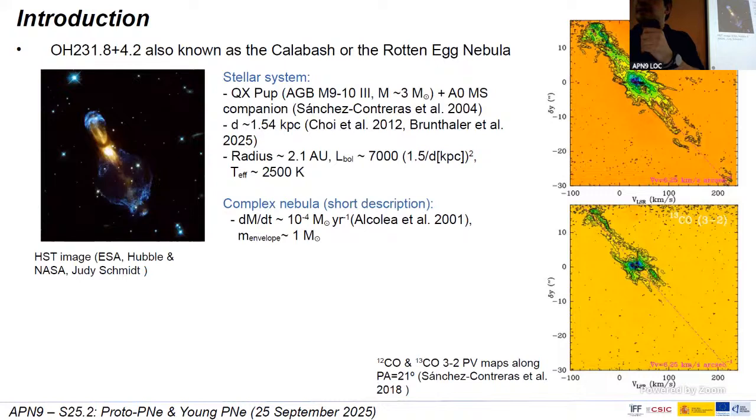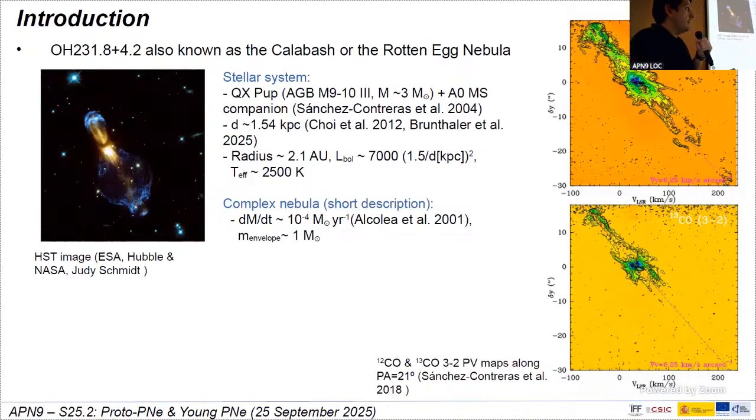OH-231, also known as the Calabash Nebula because of its shape, or the Rotten Egg Nebula because of its huge content of hydrogen sulfide, is seen in the molecular emission CO maps at low angular resolution. It's seen as a very elongated bipolar nebula with this outflow and a central component, in a short description. You can see here some of the parameters of the object.